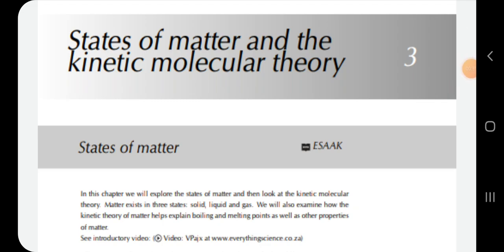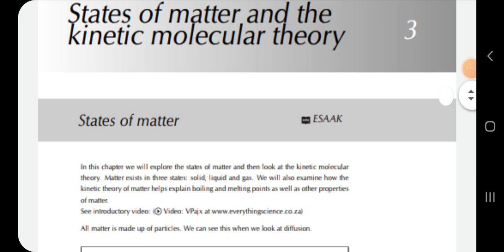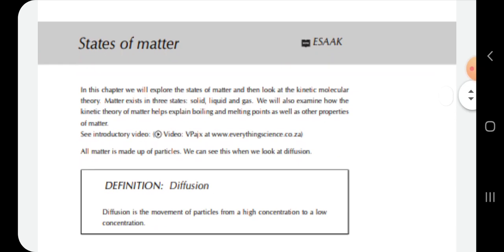Now we're going to talk about the states of matter and the kinetic molecule theory.